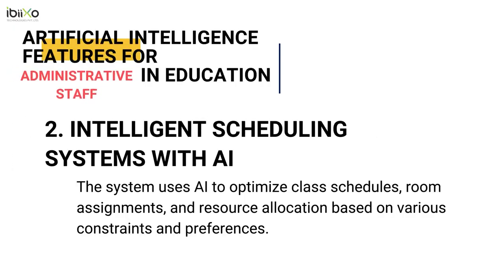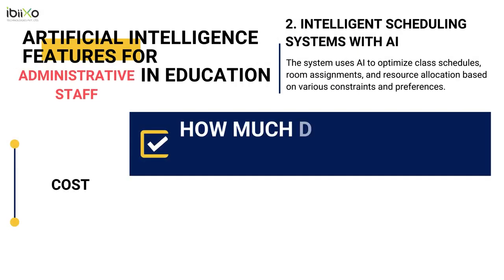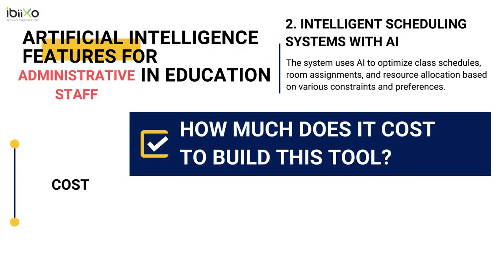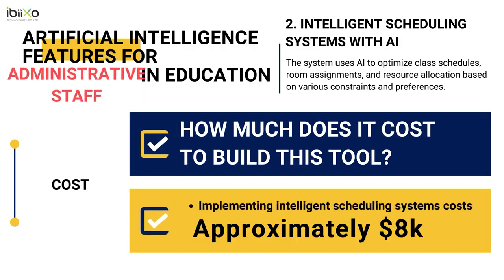The second one in the list is intelligent scheduling system. The system uses AI to optimize class schedules, room assignment and resource allocation, and that would help an educational institute to reduce resources, hence reducing the cost. Implementation of this can be as low as $8,000.